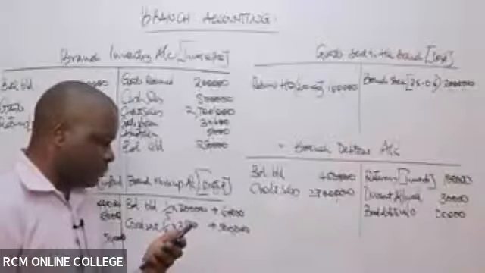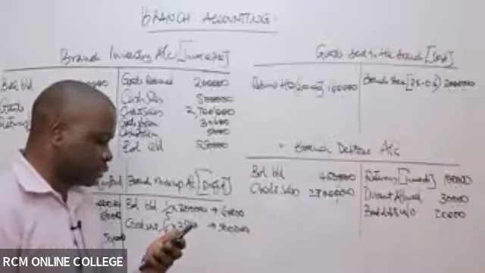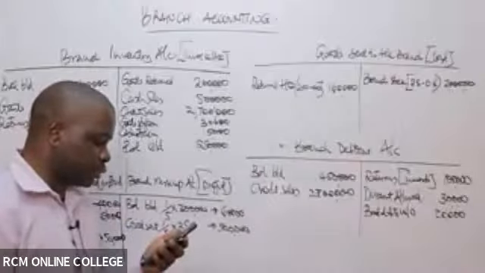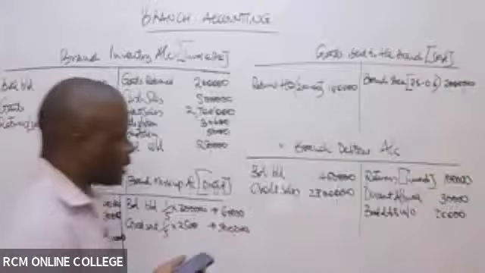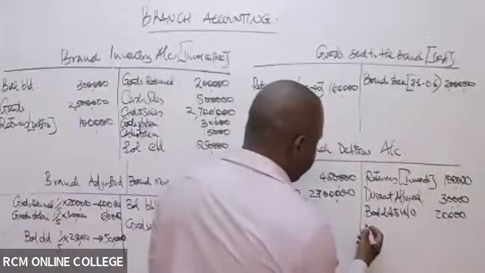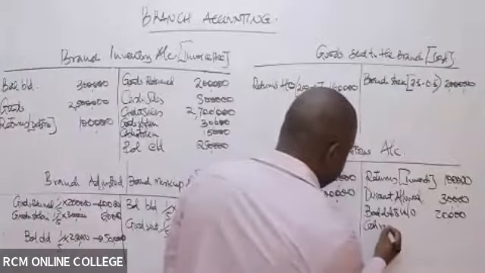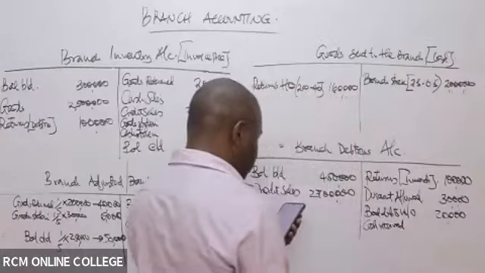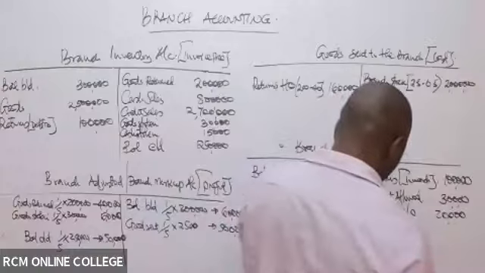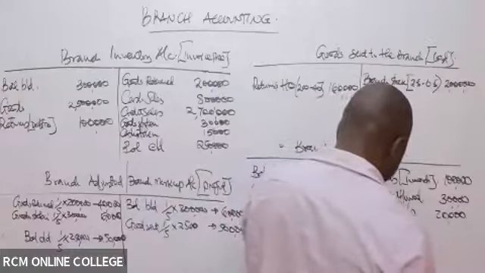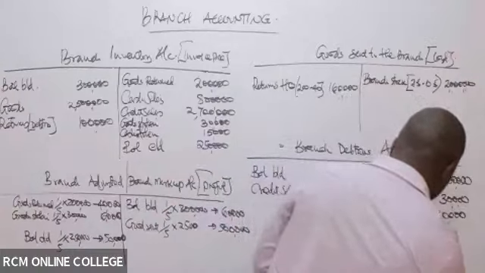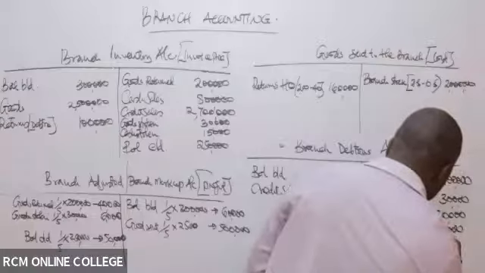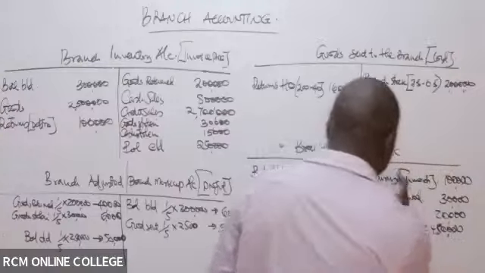Then we have cash sales stolen, which we've already dealt with. Cash received from branch debtors. So there was some cash received from branch debtors, which means debtors ended up paying. There was cash received of an amount of 2,450,000. It means that in this case, the debtor is reduced.